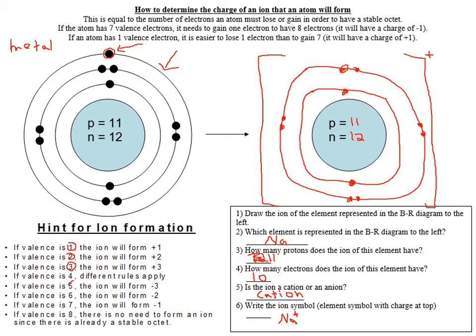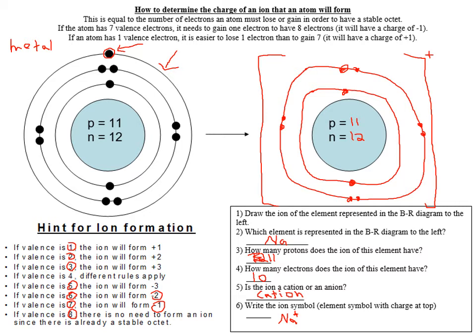However, if you have 5, it's easier to gain 3, so you become -3. If you have 6, it's easier to gain 2 than to lose 6, so you become -2. If you have 7, it's easier to gain 1 than to lose 7, so you become -1. And as you know, if you already have 8 valence electrons, there's no need to gain or lose electrons, so usually noble gases won't form ions.